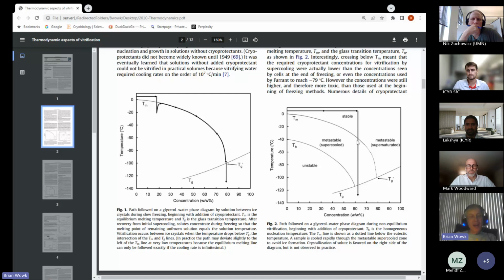So that's actually why you find that people do things like plunge cooling from a temperature of minus 40 in freezing protocols, because once the melting point of the residual solution reaches minus 40, at that point the homogeneous nucleation temperature is going to be down near the glass transition temperature, and you're entering the metastable zone. So that's where TH comes from quantitatively.